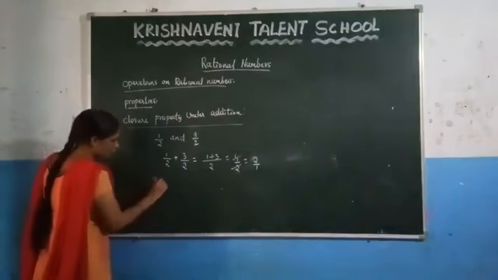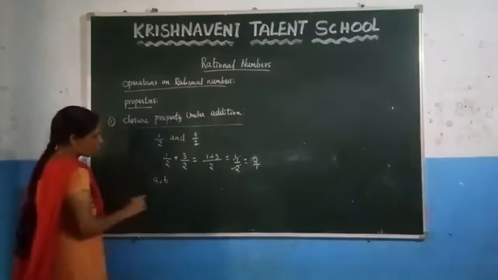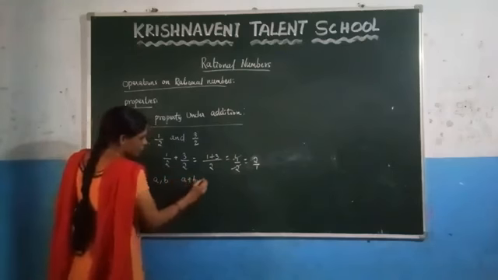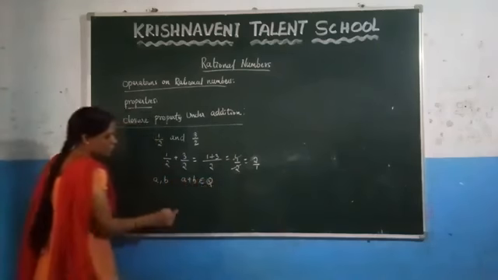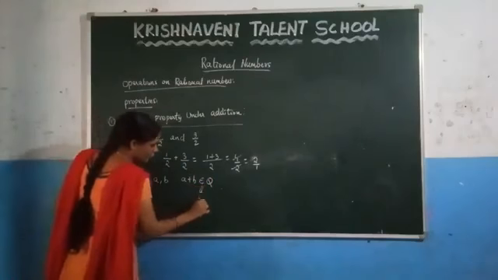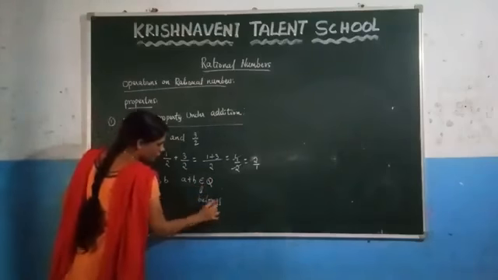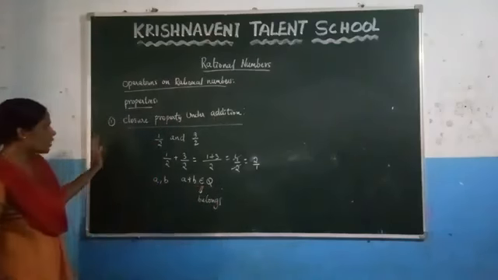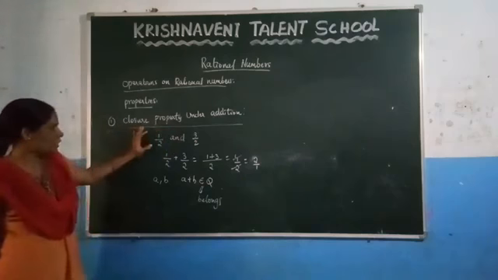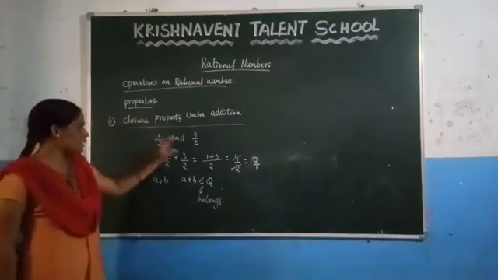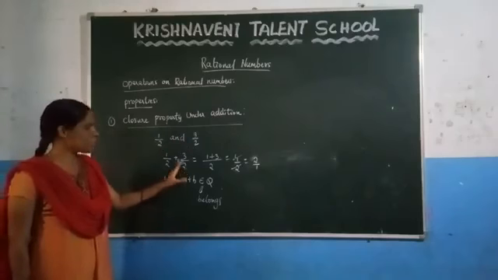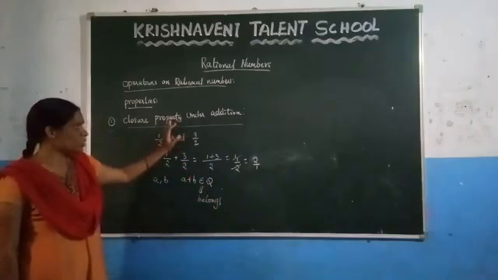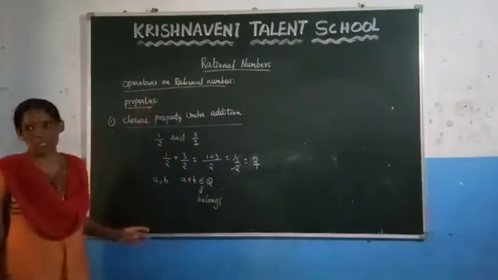That means if you consider any two rational numbers A and B, what the closure property under addition says is that A plus B must belong to Q. Here this symbol is nothing but belongs. And you know that the rational numbers are denoted by the letter Q. So the closure property under addition says that if you add two rational numbers, the result is also a rational number. So we can say that the closure property holds good under addition in the case of rational numbers.